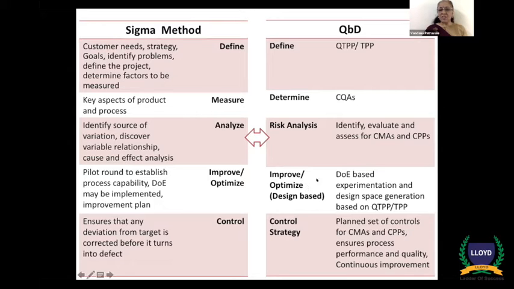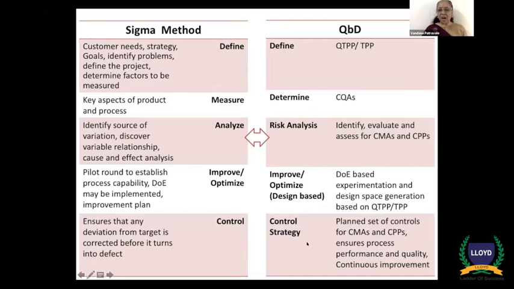As a result of which you are moving further and using design of experiment-based experimentation. So when you use DOE, you are creating design space. So what are you doing in turn? You are optimizing your formula. Here also you are improving and optimizing. Net result here is control, and here it is termed as control strategy. Isn't it very clear that the steps are the same?